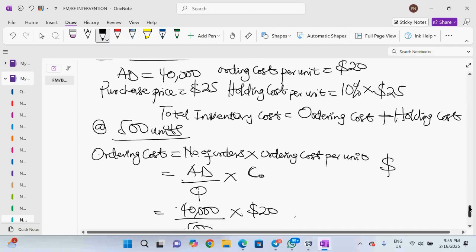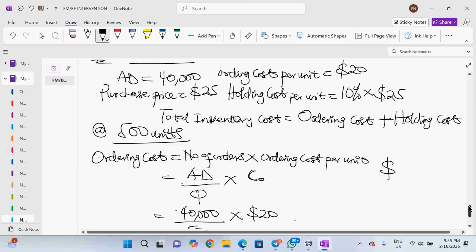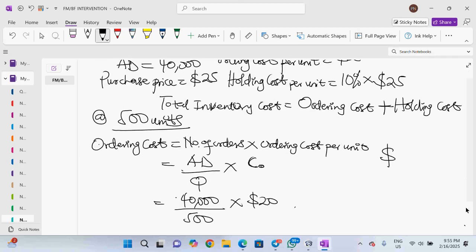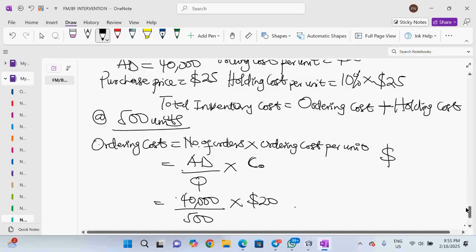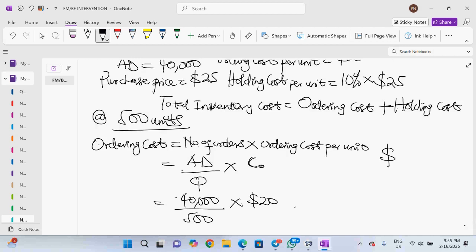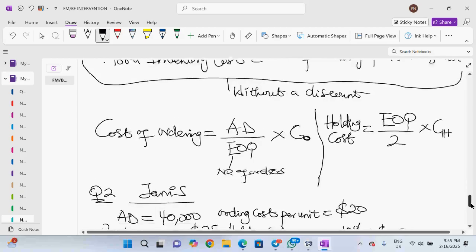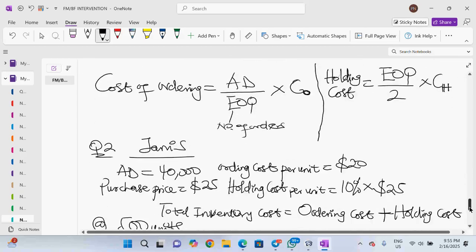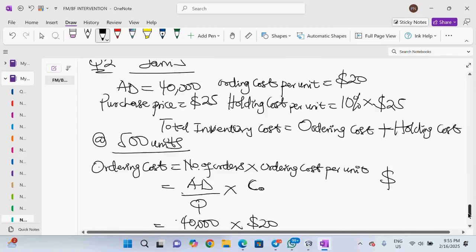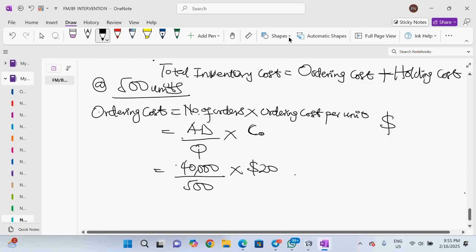Okay. So now at 500 units, what will be the effect? We want to know the one that will give us the least cost. So at 500 units, what will be the cost? We know that the cost is the ordering cost plus the holding cost.